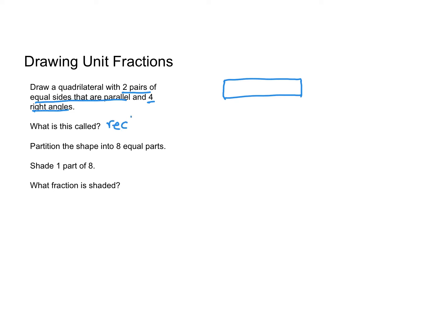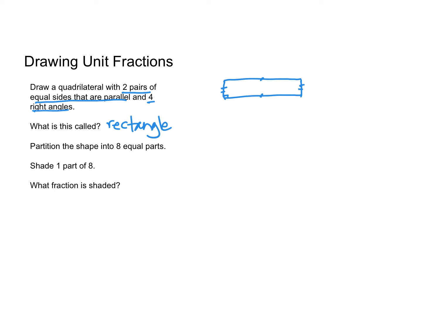It's got 2 pairs of equal sides that are parallel. So this side right here and this side are parallel, and this side and this side are parallel to each other. It has 4 right angles. You can see each angle is a right angle. And they're asking us to partition that into 4 equal parts.